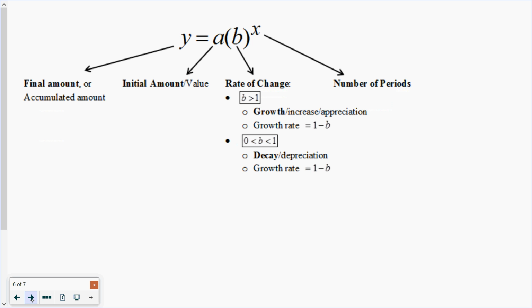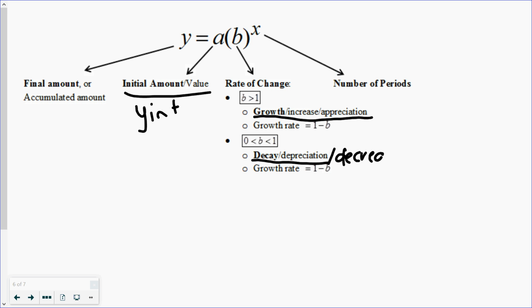There we go. So again, this is our form of an exponential equation, y equals a times b to the power of x. When we start to see some more word questions, your initial amount or value, your y-intercept in that case, is your a value. Your rate of change, we've talked about this. If it's greater than 1, it's growth or increase or appreciation. If it's between 0 and 1, it's decay, depreciation, decreasing.